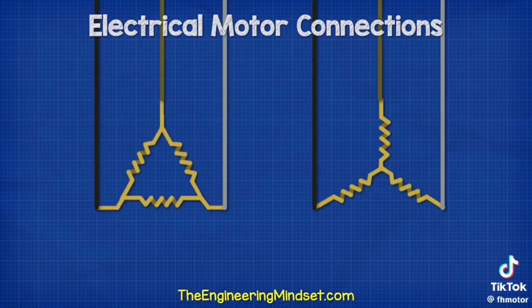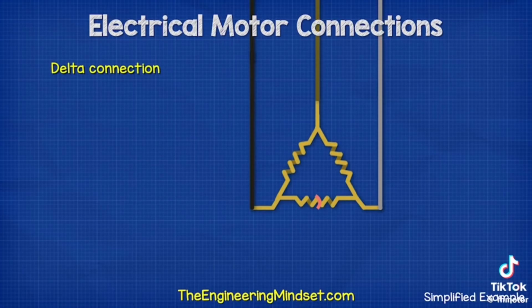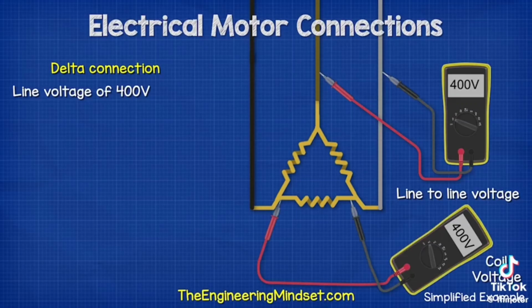Let's have a look at the difference between the star and delta configurations. Let's say we have the motor connected in delta, with a supply voltage of 400 volts. That means when we use a multimeter to measure the voltage between any two phases, we will get a reading of 400 volts. We call this our line-to-line voltage.